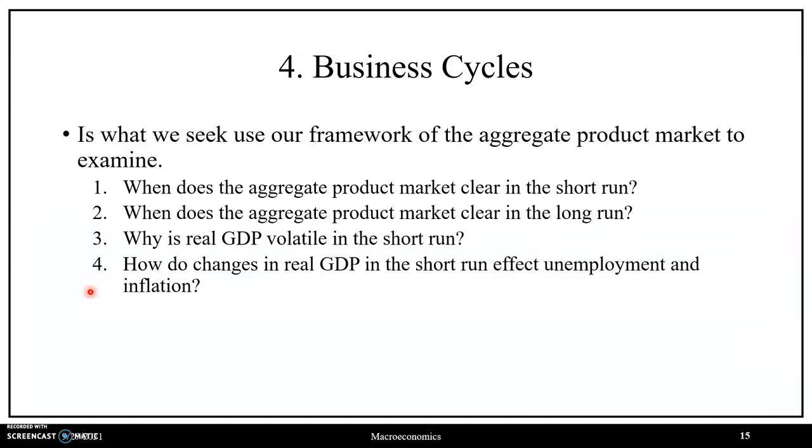In terms of what we will be focusing our attention on, this is what we'll focus our framework for the aggregate product market on in terms of examining these short-run fluctuations, where the questions that we'll have are: when does the aggregate product market clear in the short run? When does the aggregate product market clear in the long run? Why is real GDP volatile in the short run? And how do changes in real GDP in the short run affect unemployment and inflation?